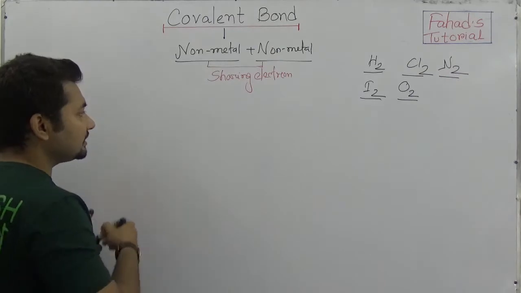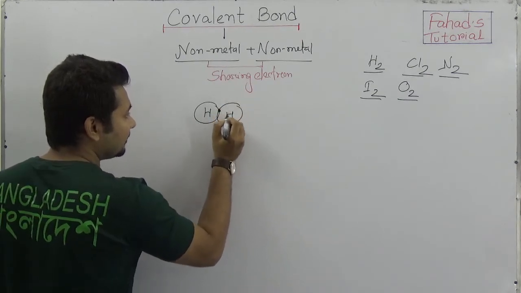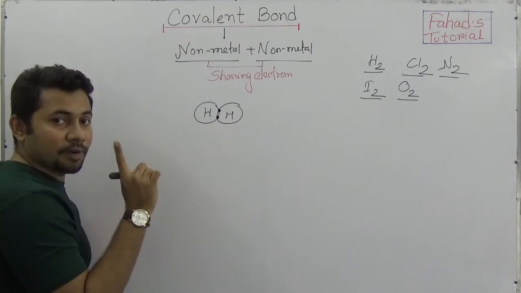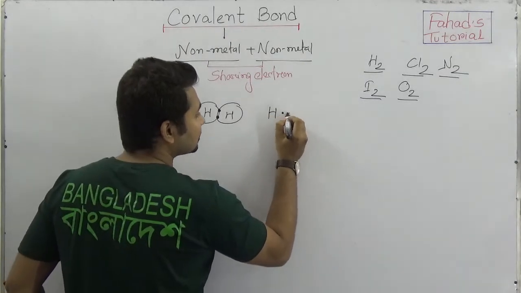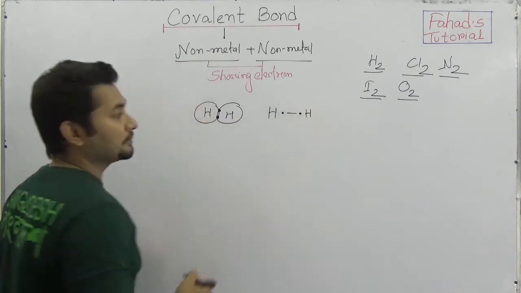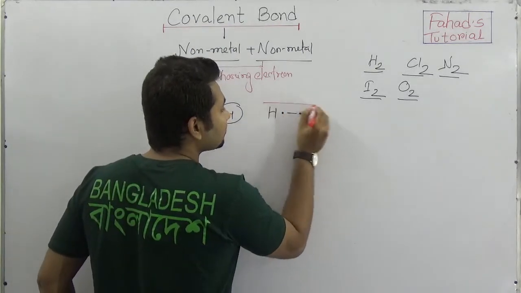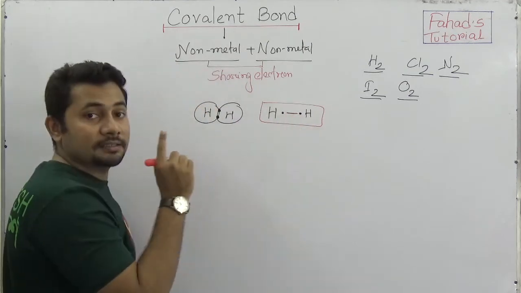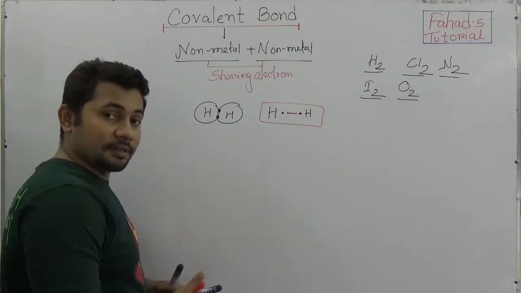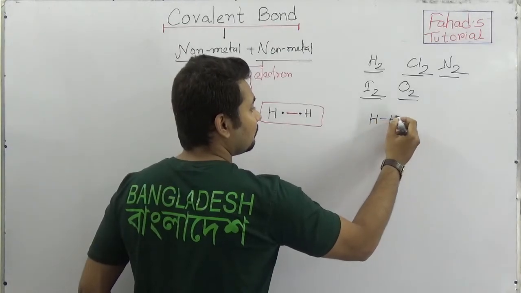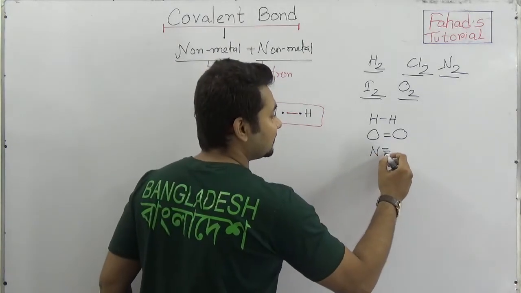But how? Now you see, in the case of hydrogen, it has one electron. When another hydrogen comes, they share one electron each. So if we draw it, we will find that hydrogen is sharing one electron with another hydrogen. And the covalent bond is expressed by this sign, only one line. So this is the expression of the bond. In the case of hydrogen, it will be one single bond. In the case of oxygen, there should be a double bond. And in the case of nitrogen, it will be three.